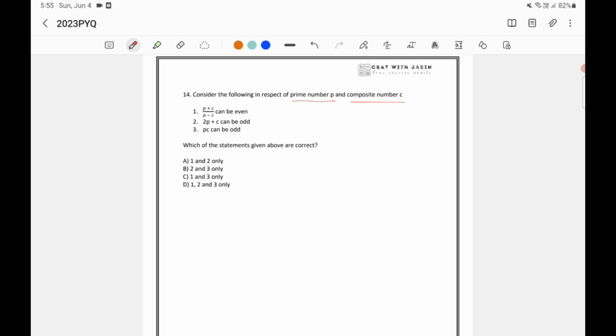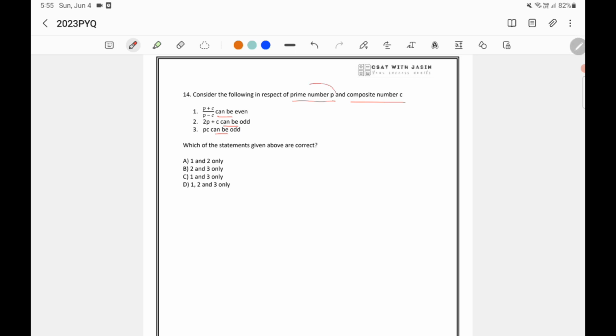And here one thing is that it is saying "can be". So even if it is satisfied in one condition, this statement is going to be correct, because "can be" is a possibility. And if the statement is like 2p plus c is definitely odd, then it has to be satisfied in all the conditions. Okay, so now let us assume some values for p and c.